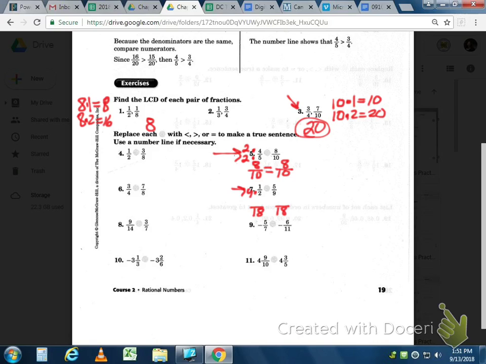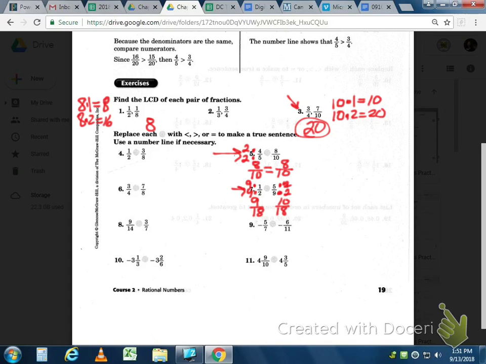9. So I have to take 1 times 9 for the numerator. What is that? 1 times 9? 9. And over on the right, 9 times what is 18? 2. So I've got to do 5 times 2. And what is that? 10. So Eli, 9/18 compared to 10/18.